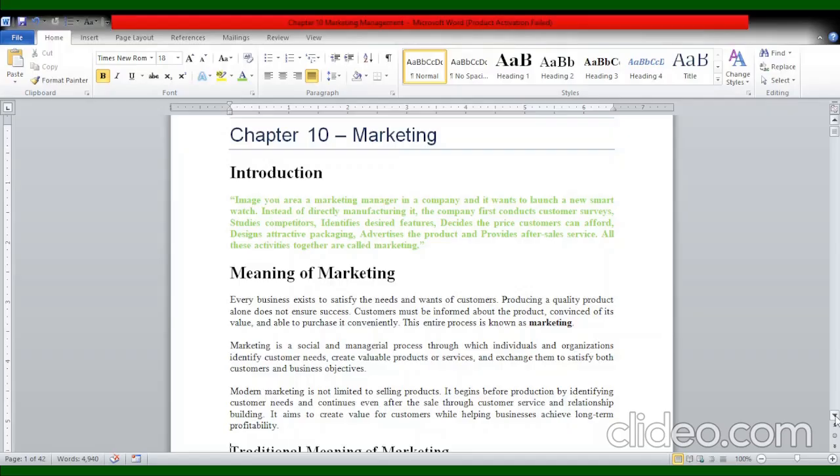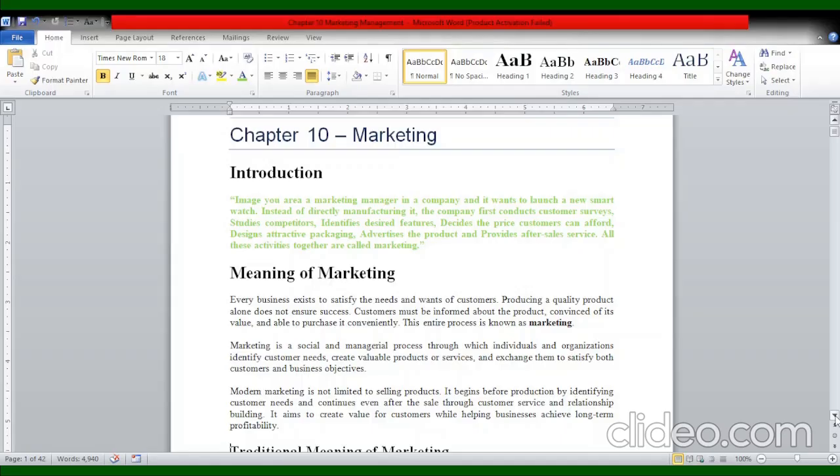So this is your marketing segment: we need to identify the need in the market by advertising or by a survey of the particular customers. We will study the competitors, the desired features, and the price, and we will bind all the features in a particular packaging and let the product be available in the market so that customers can buy the same. So the meaning of marketing is relevant and includes very dynamic activities in itself.